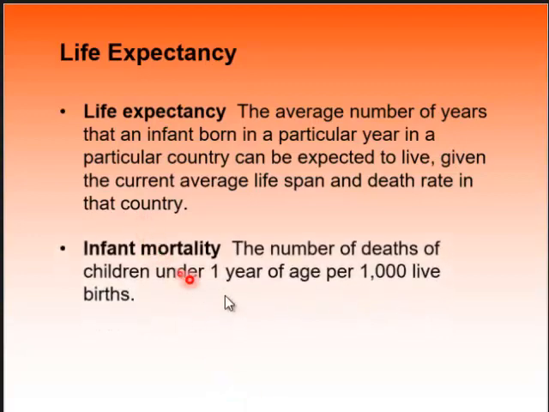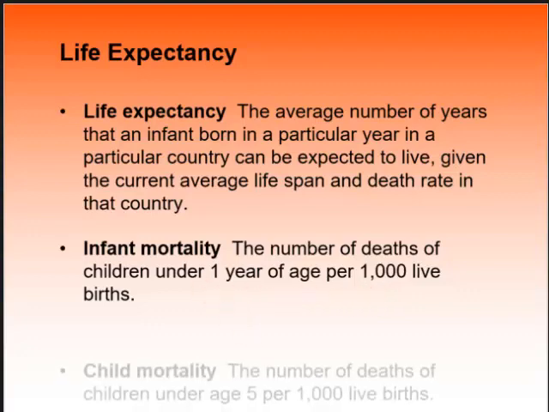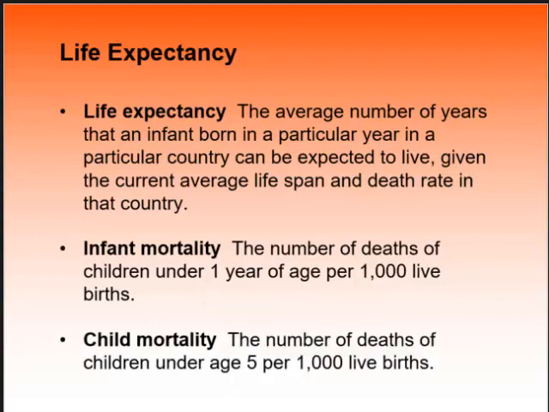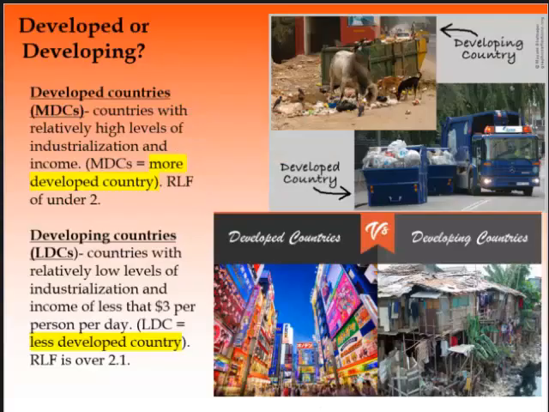Infant mortality is the number of deaths. Mortality means deaths. Infant mortality is the number of deaths per thousand. Again, that's how we compare countries for children under one. It's easiest if we compare everything per thousand. Child mortality is the number of deaths for kids under five per thousand.